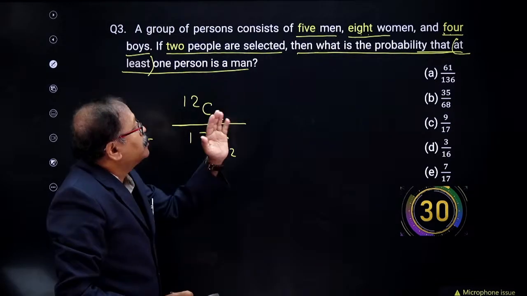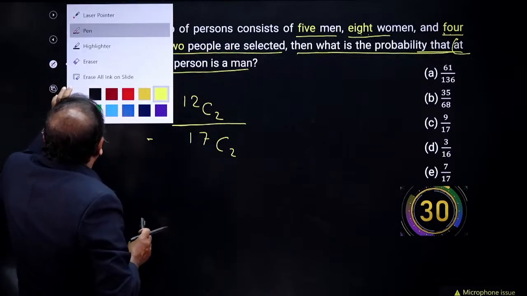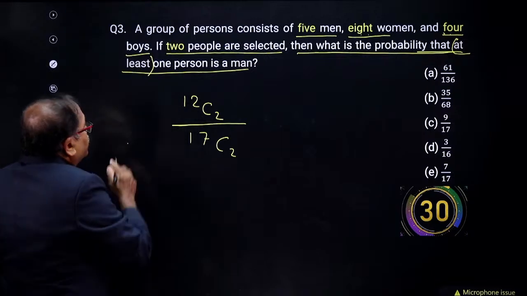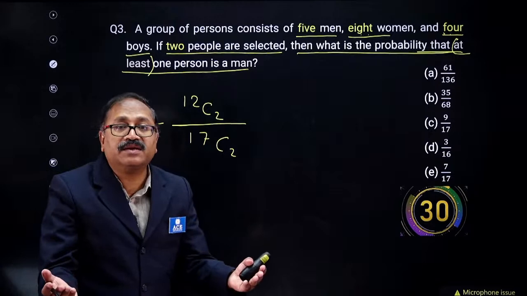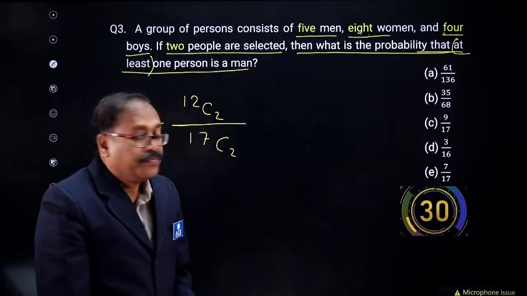In these 2 people, no men. 2 people are selected. And from 1, if I take out this no man, then I will get at least one man. At least one man. That's the answer, my dear friend. Now try it. Your 30 seconds starts now.